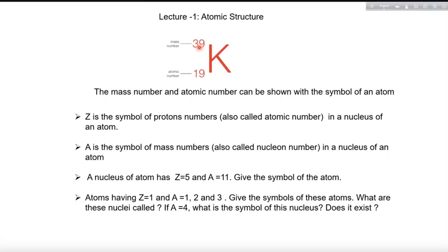Now we could write the symbol of atoms like this. For any atom of any element, say for example, we want to have boron. Boron has got atomic number 5 and mass number 11. So here, instead of K, we'll write the symbol of boron, and here 5 and here 11. So this is how we represent the symbol of an atom.